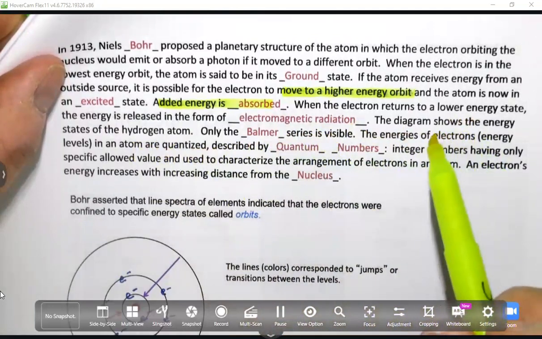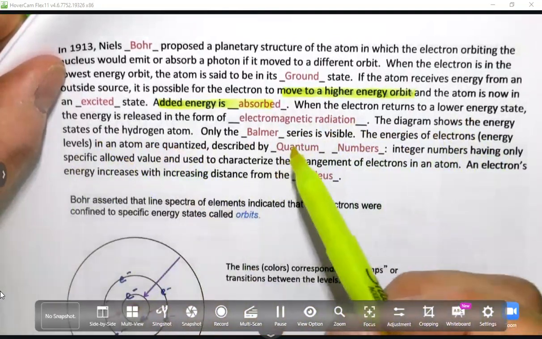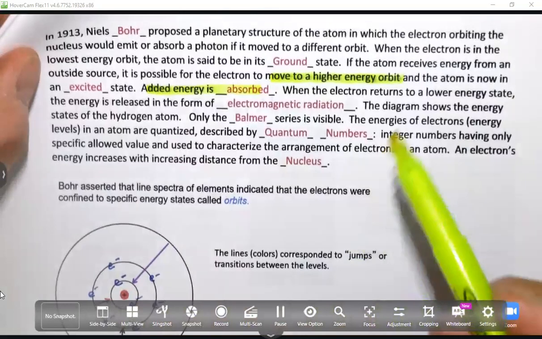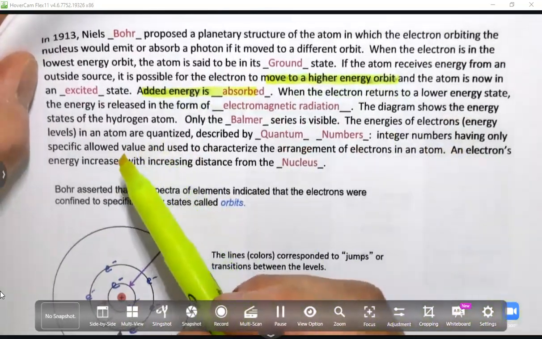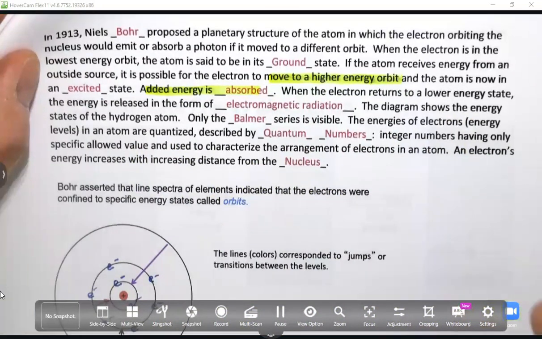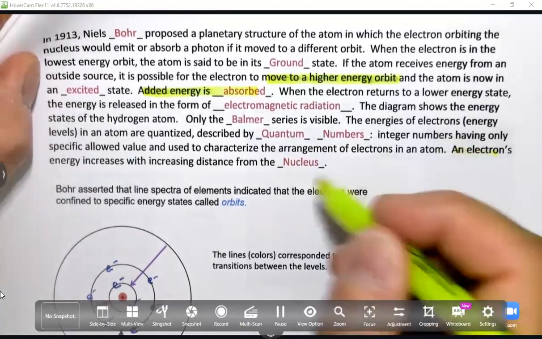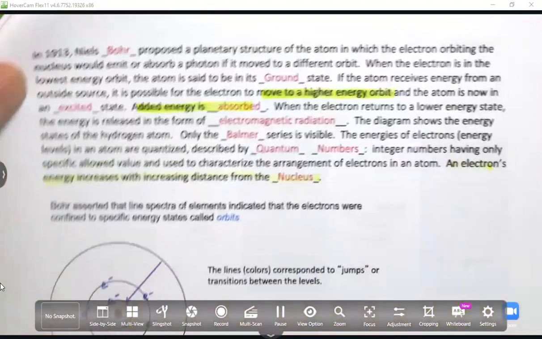The energies of electrons, energy levels in an atom are quantized, described by quantum numbers, integer numbers having only specific allowed values and used to characterize the arrangement of electrons in an atom. The electron's energy increases with increasing distance from the nucleus. And that's what we looked at earlier.